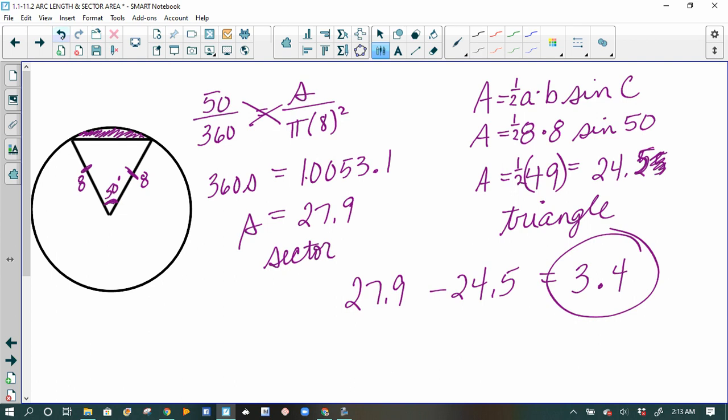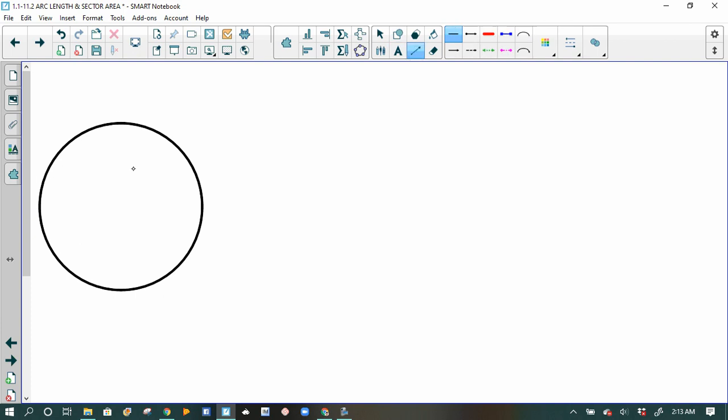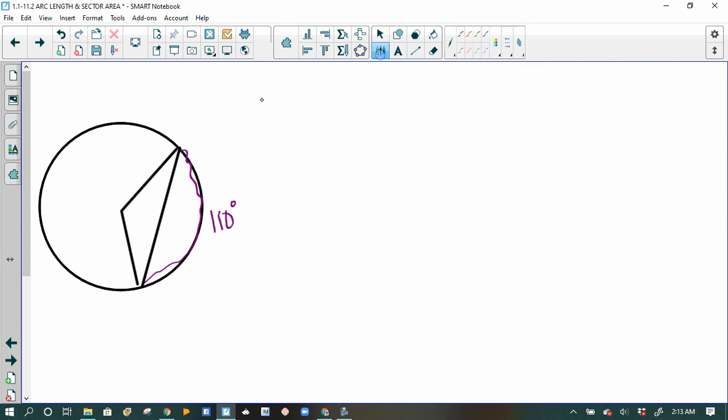Okay, so I'm going to do one more with you. So we have a circle, and we have this arc here. So this is 110 degrees, and I want to find the measure of the crust. There's a lot of crust this time. And we'll say this is 12. So the first thing we're going to do is find the sector.